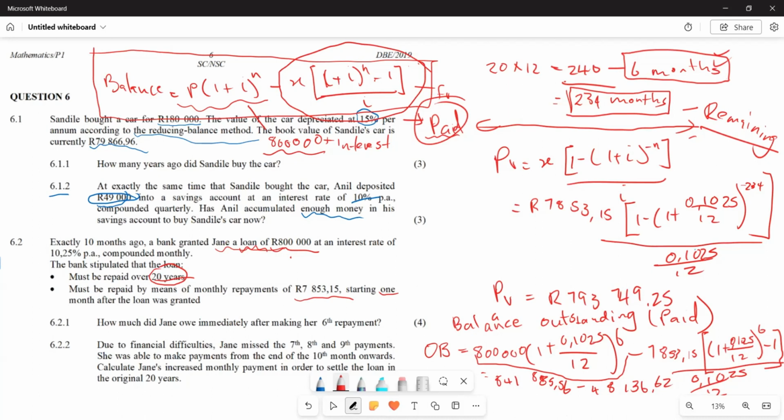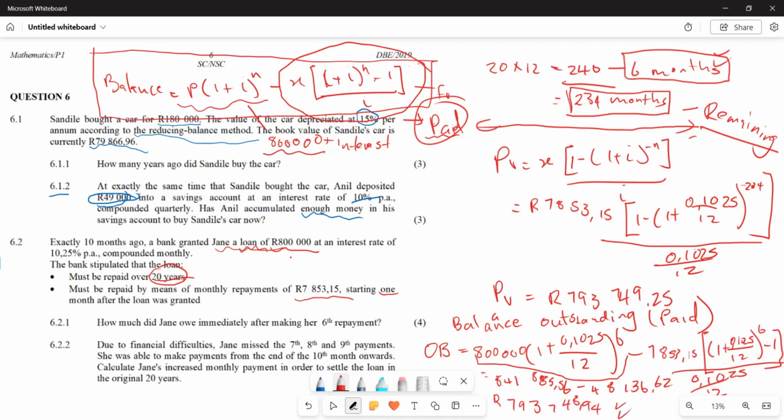And while the repayment amount is only 48,136.62, what is happening here is that the money is growing, but the repayment rate is higher than the growth of the money. That's why this is going to be subtracted here. And the totality that you're going to get, the result here, is 793,748.94, which is going to be the outstanding balance.